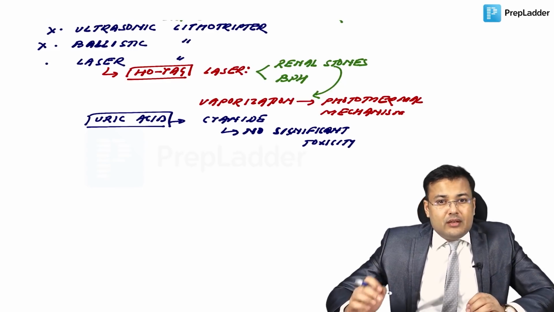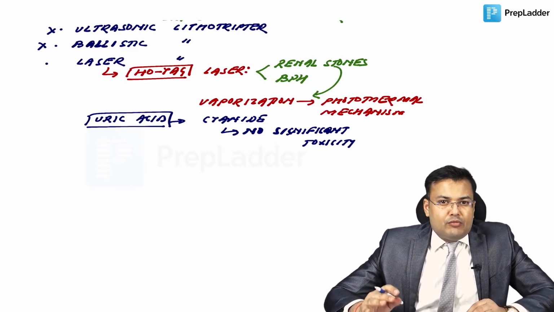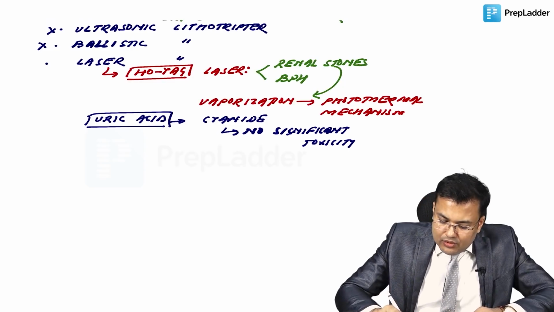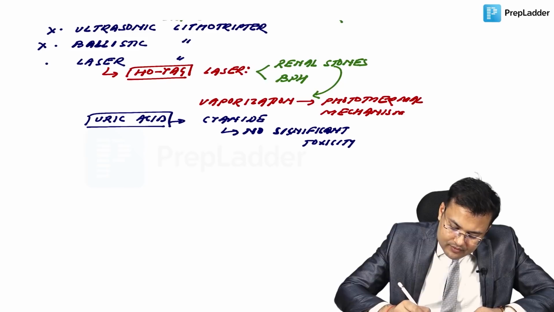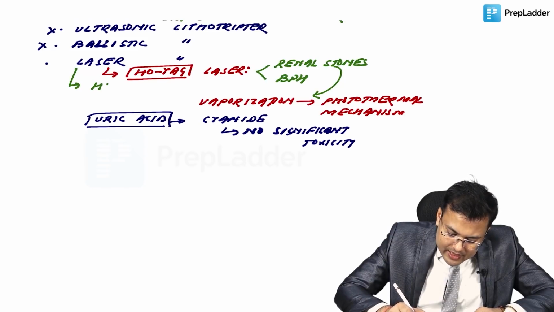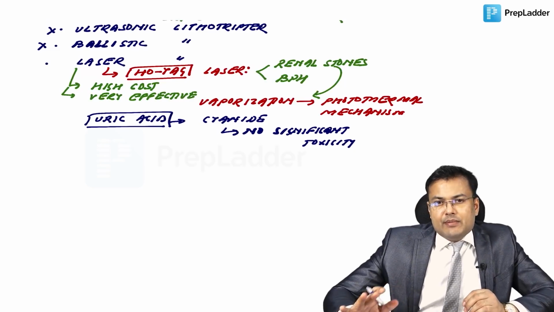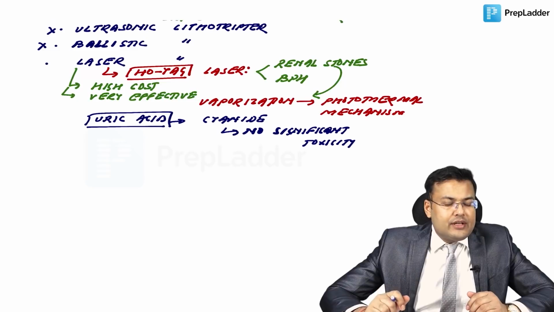So laser lithotripter is very effective, but what is the only problem with laser? It's very costly. The problem of laser is high cost, and the advantage is that it's very effective. Clear? So these are the various treatment options used for renal and ureteric stone.